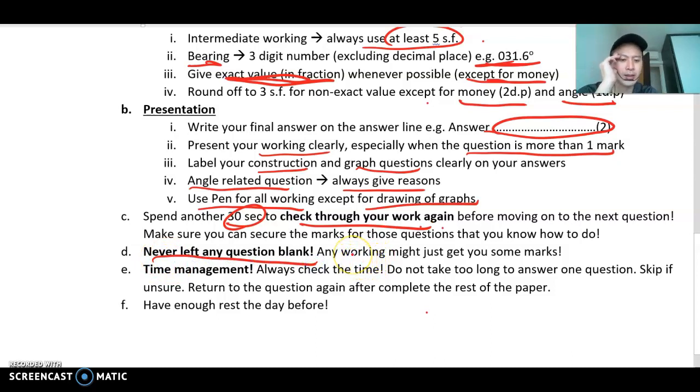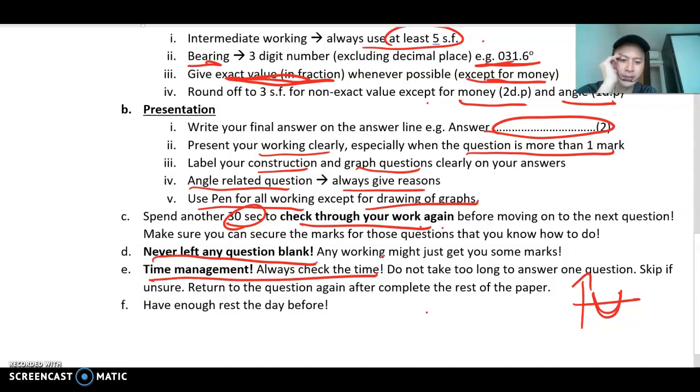Do any working that is logical, that is reasonable. You flip the divide to times, you might get some marks. You sketch the curve, the shape of the curve. Even though you might not get the whole thing correct, you might get some marks. So do anything that's logical and try to get some marks from there. Don't leave blank.